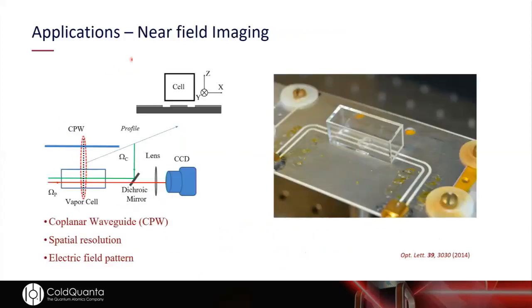To show that subwavelength imaging can also be carried out in the near field region, we investigate the microwave electric field above a coplanar waveguide, CPW for short. The setup is almost the same as the horn antenna experiment, just changing the horn antenna to a waveguide. This is the profile of the experiment, and this is what it really looks like in the experiment.